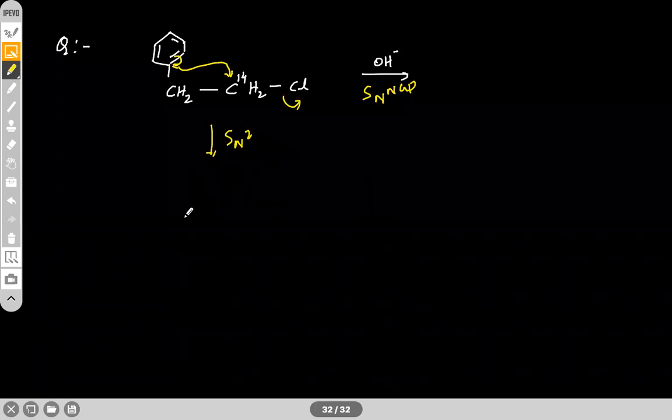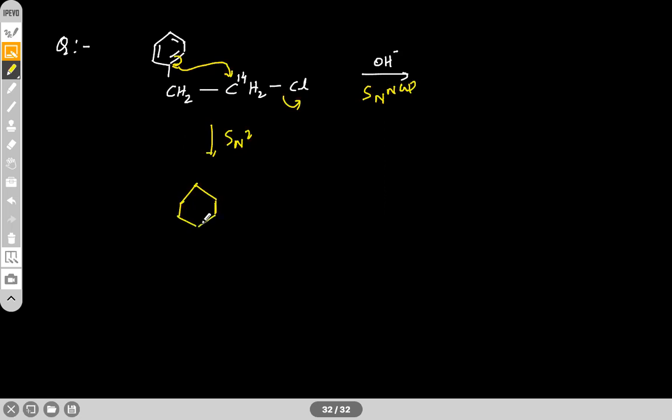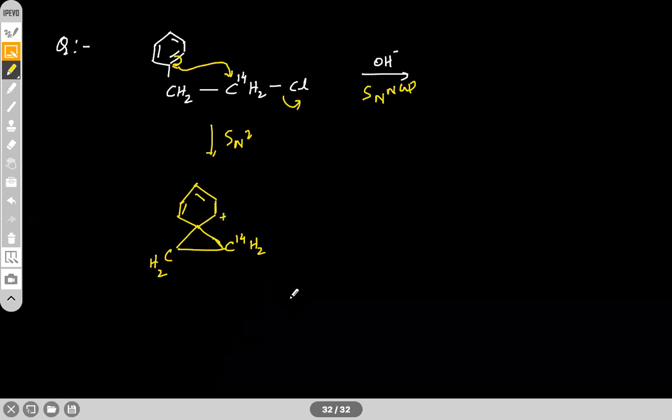It forms like this. This CH2 will be here, and this C14 H2 is here, and this bond will be like this. Positive charge. Okay, next what happens? The attack of OH minus again, SN2.